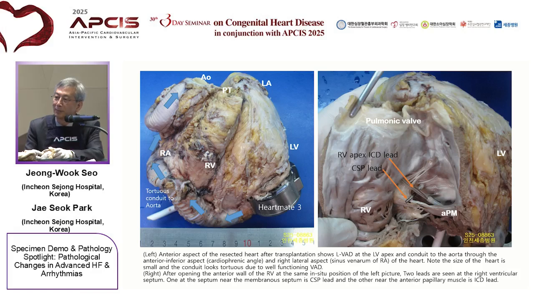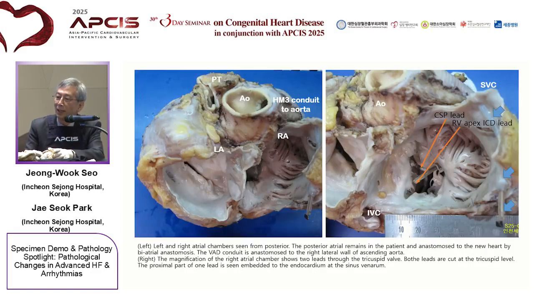Next slide, please. Now we are looking at the mitral valve on the left side and the tricuspid valve on the right side. On the right panel, we are looking close up at the tricuspid valve from the right atrium. We can see the conduction system pacing lead and also the right ventricular apex ICD lead in the same place.